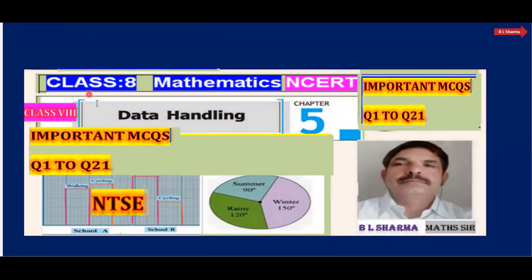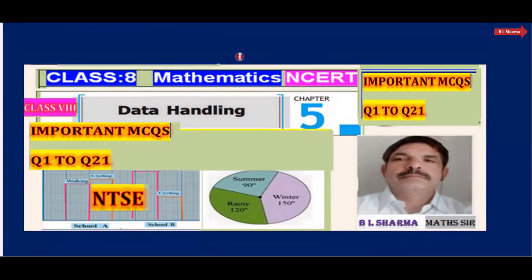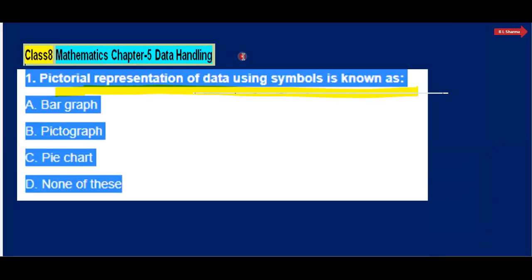Of class 8 mathematics. The chapter is data handling. These questions are also very important for the National Talent Search Examination, that is NTSE. So question number 1 is on your screen.